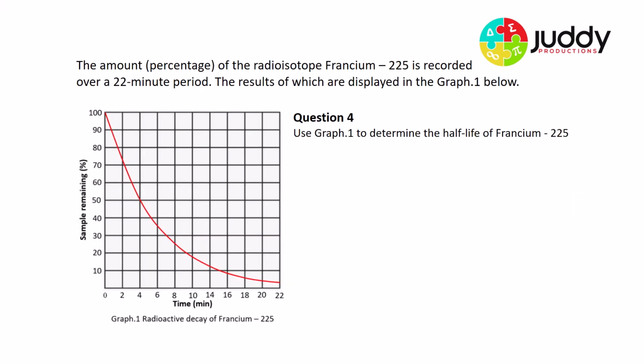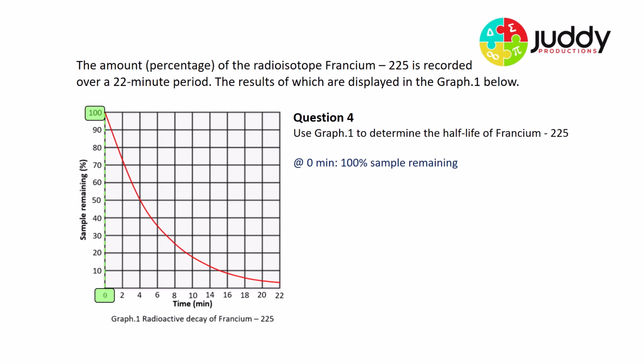Our final question in this half-life section. The amount, that is percentage, of the radioisotope francium-225 is recorded over a 22-minute period, the results of which are displayed in the graph 1 below. Question number 4. Use graph 1 to determine the half-life of francium-225.